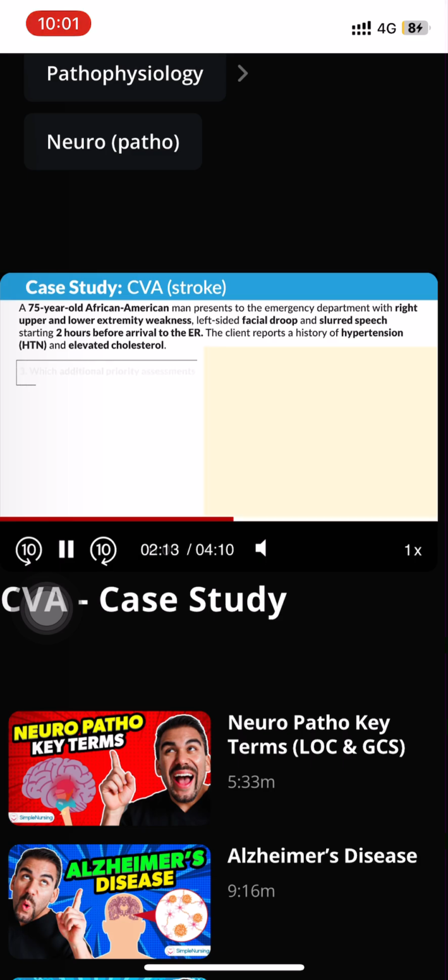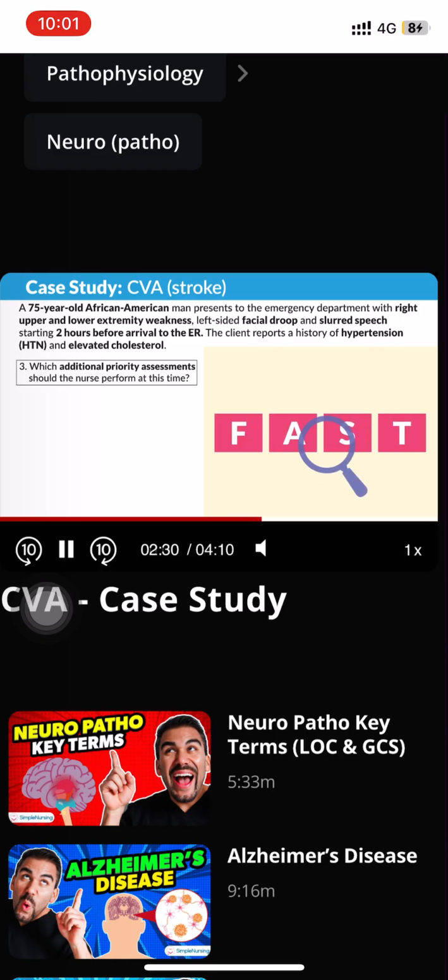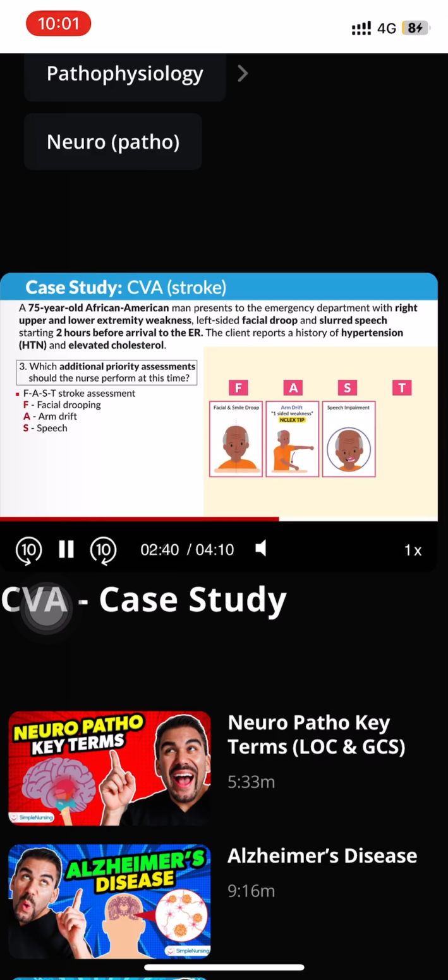Now, question number 3. Which additional priority assessments should the nurse perform at this time? So pause the screen, try your best to answer this question. Okay, this question is a priority-based question. So think, what is the most important assessment to conduct right now? So think of the memory trick FAST for stroke assessment. F for facial drooping, A is for arm drift, S is for speech, and T is for time.